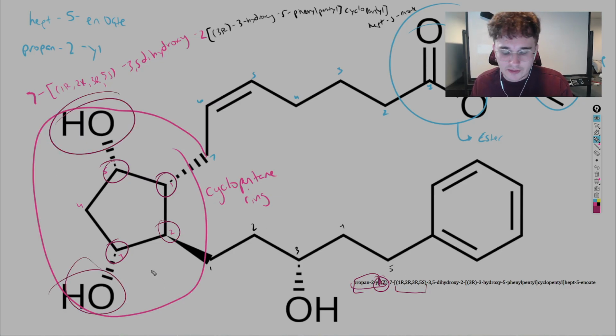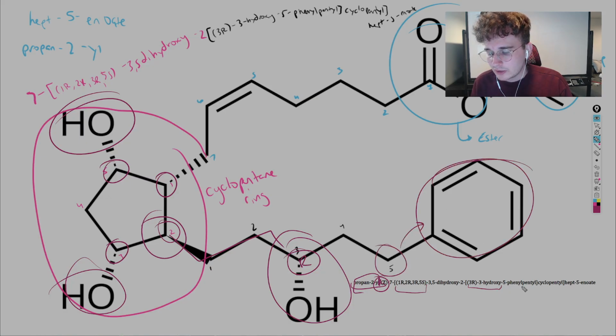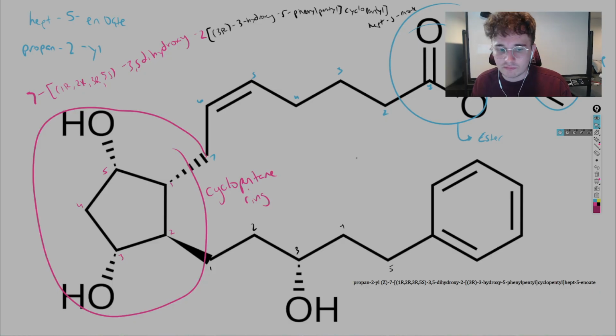3,5-dihydroxy, we have 2 hydroxys inside of this cyclopentane ring, and then on the second carbon of the central cyclopentane ring, we branch off again. So in that branch off, we then get a 3-hydroxy, and we know this is R because we had just talked about it. So we get 3R, 3-hydroxy, and the 5th carbon is attached to a phenylpentyl right here, cyclopentyl. And then hept-5-enoate is from up here. So that is the IUPAC name convention from this right here.